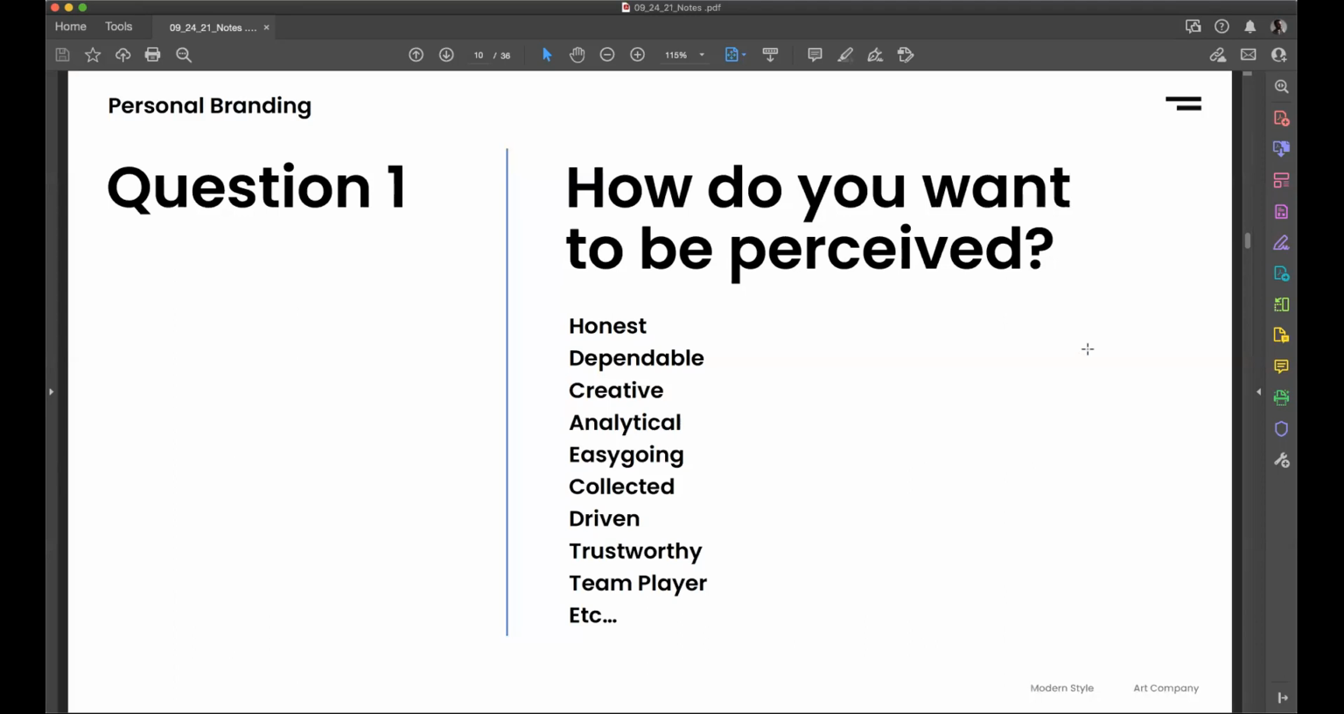So some of the questions you should ask yourself is, how do you want to be perceived by a potential person that's going to be looking for you, in your resume, applying for a job? Just some examples. You can be honest, dependable, creative, easygoing, collective, driven, trustworthy. These are benefit words, right? Do you guys get the point here? They're not just descriptors. They're benefits in what you can bring as a designer, as a contributor, as part of their team.